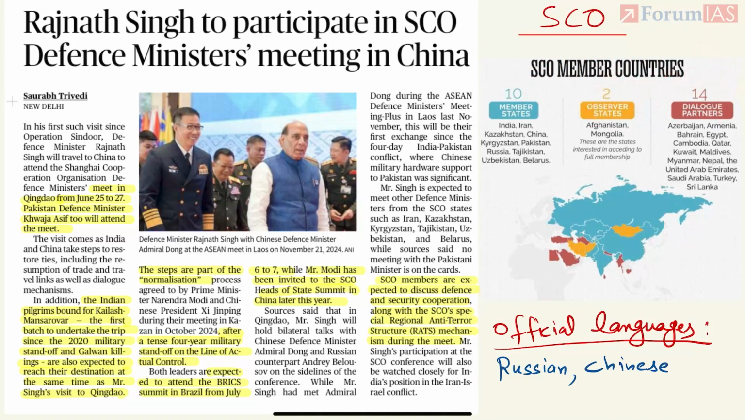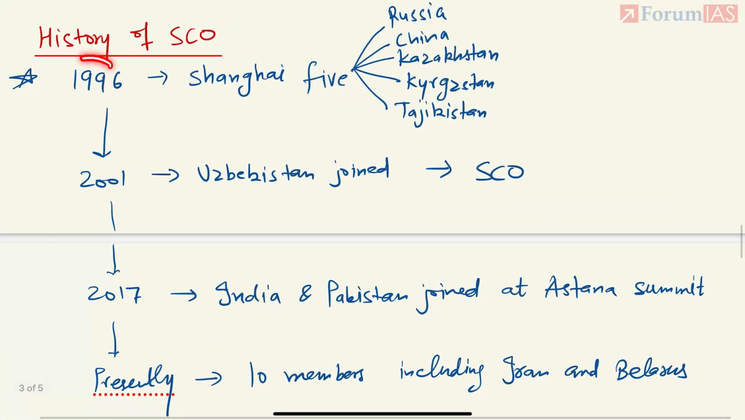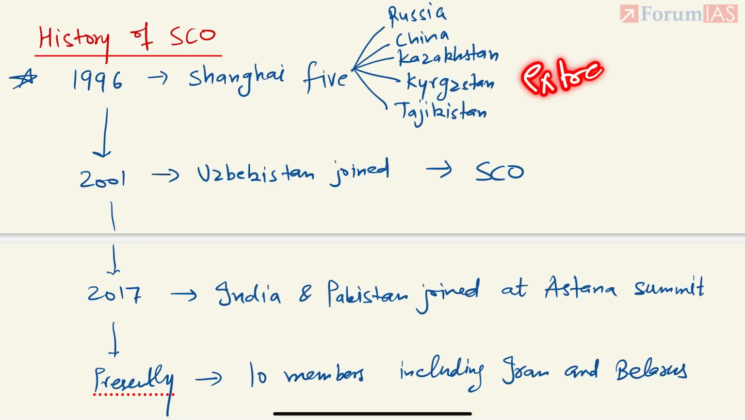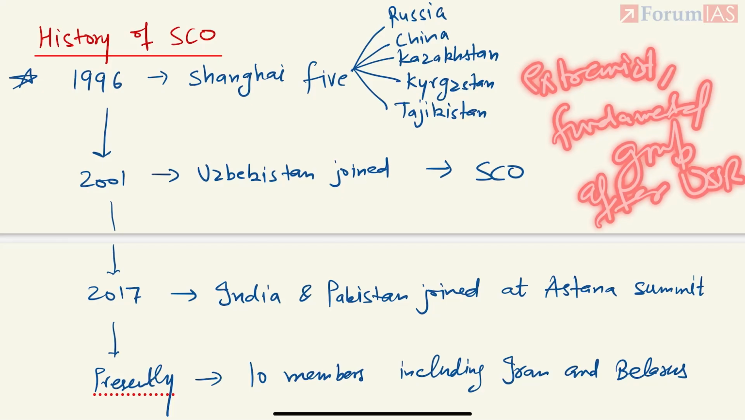It was formed in 2001, but it traces itself from the 1996 Shanghai Five. In 1996, 5 countries come together to form Shanghai Five: Russia, China, Kazakhstan, Kyrgyzstan, and Tajikistan. What was the motive? The motive was to address the concerns about extremist and fundamentalist groups after the disintegration of USSR.